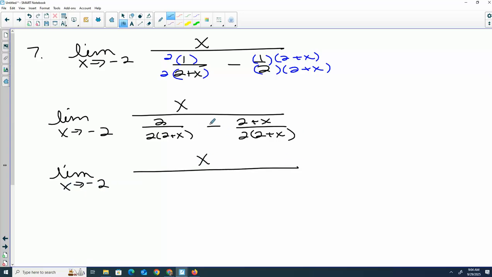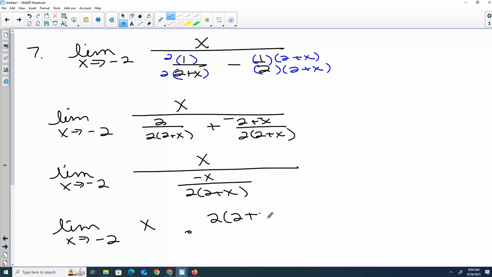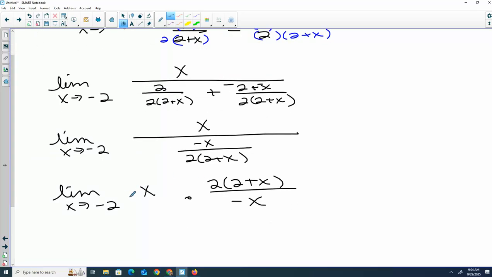These denominators are the same, so we can put them together. If you distribute that negative, the 2's drop. How do you divide fractions? So we have x times 2 plus x over negative x. Now, what happens? Those cancel. So this would just be a negative 2 times 2 plus negative 2. And we end up getting 0 there. Any questions on that?